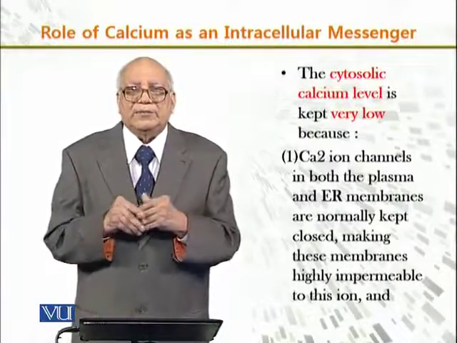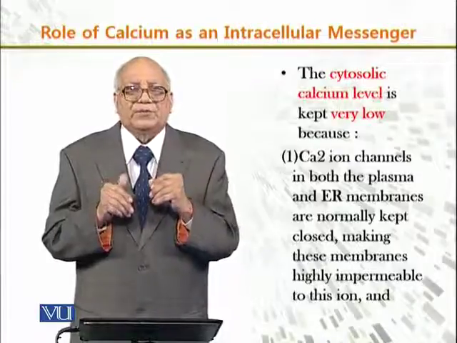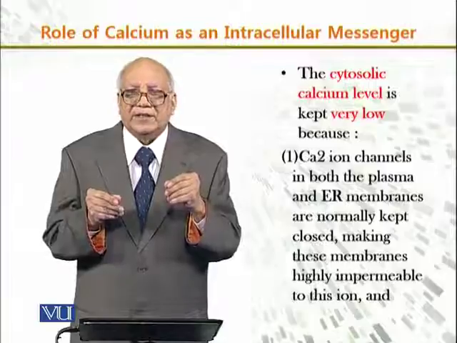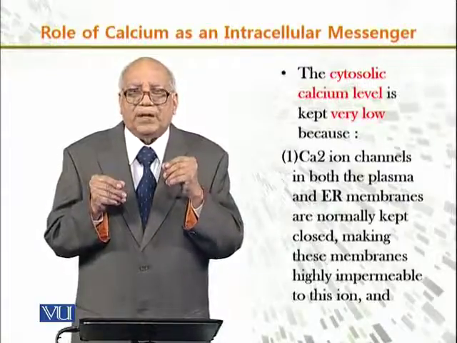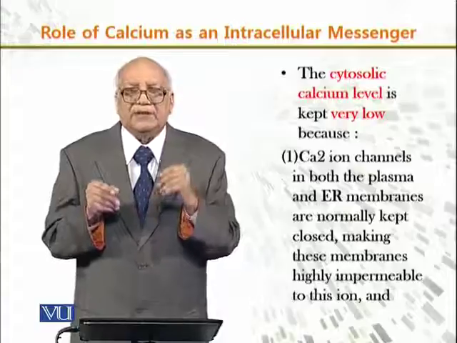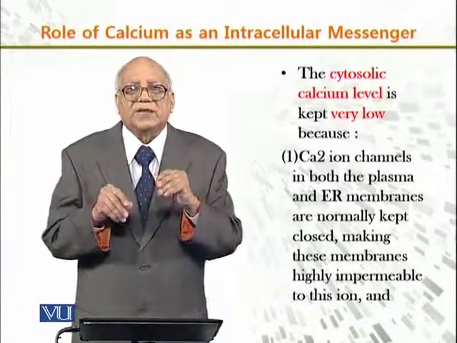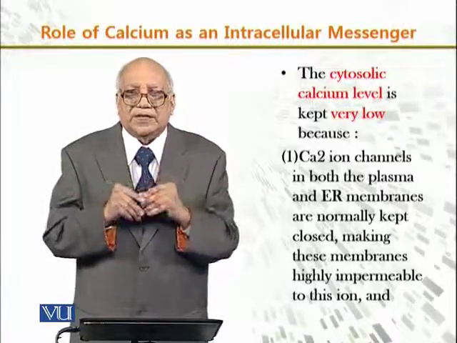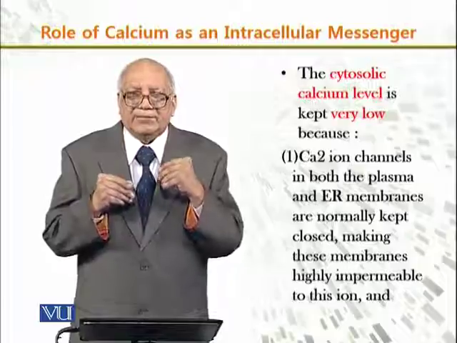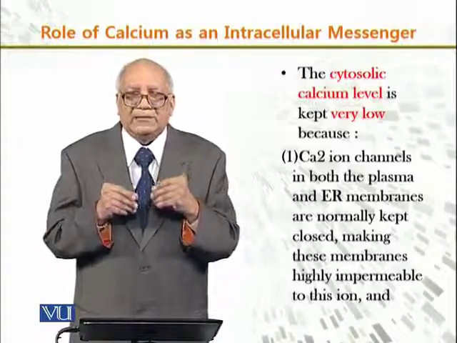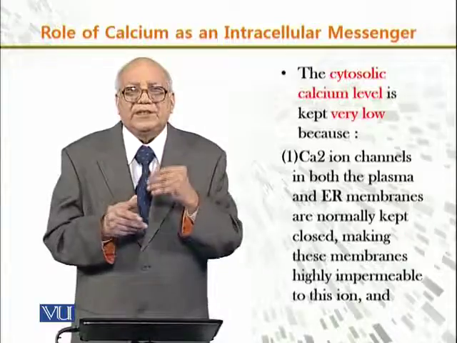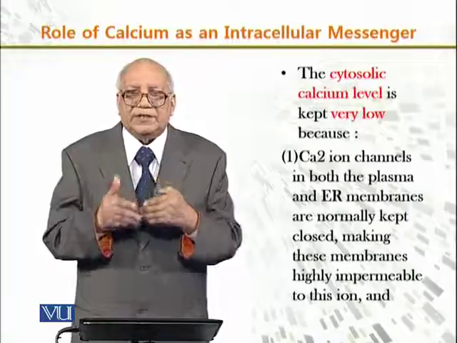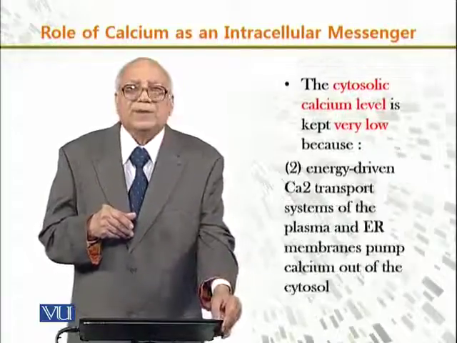The cytosolic calcium level is kept very low. And how? One, the calcium ion channels in both the plasma and ER membranes are normally kept closed, so that calcium ions cannot travel across these membranes, making these membranes highly impermeable to these ions.